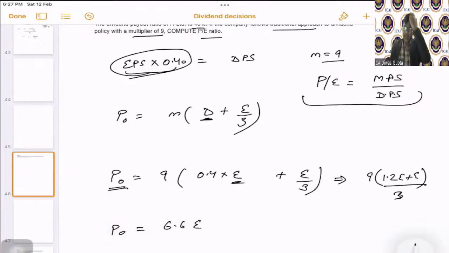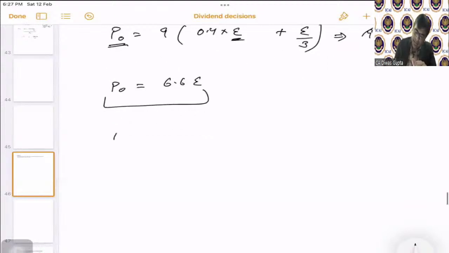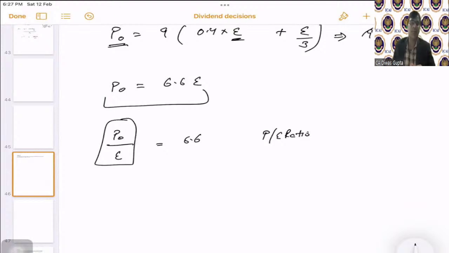Plus E divided by 3 is what you are going to do, right? Then 3 and this is 2.2 E, so this becomes 6.6 E, right? So P0 is equal to 6.6 E. Simple, we have just calculated the equation here. And hence P0 divided by E comes as 6.6. So that means the P/E ratio, this is what students, this is P/E only, right? This is the price earnings ratio only. This is 6.6 times. Simple.